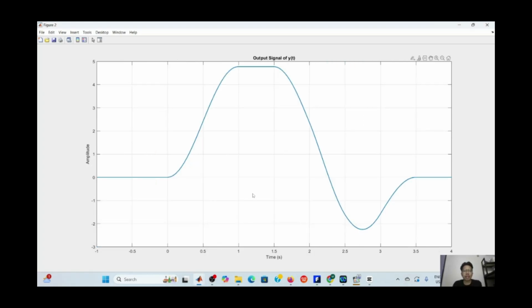And this is the graph for the output signal y(t), which is the convolution of f(t) and h(t). What we can observe from this is that the graph has the same shape as the manual calculation. I think that is all from us. Thank you.